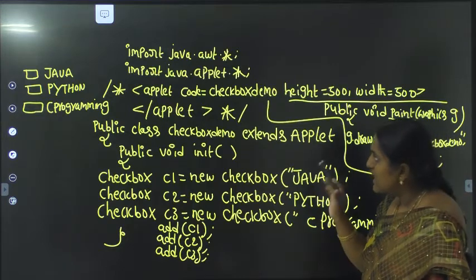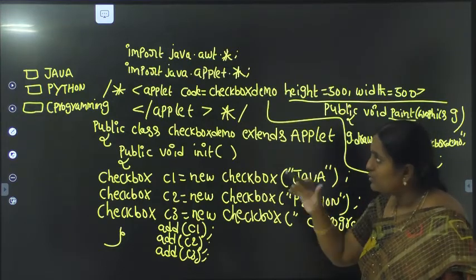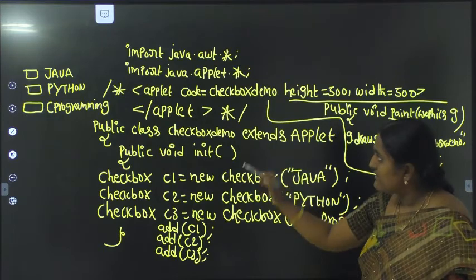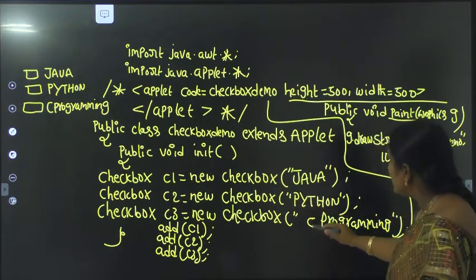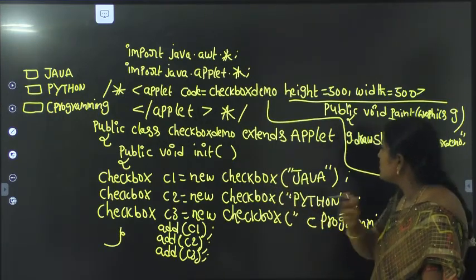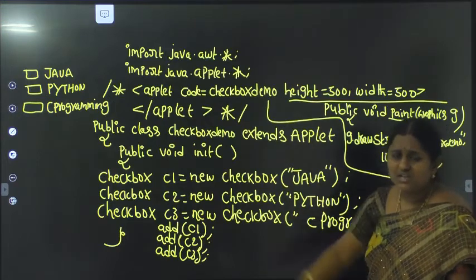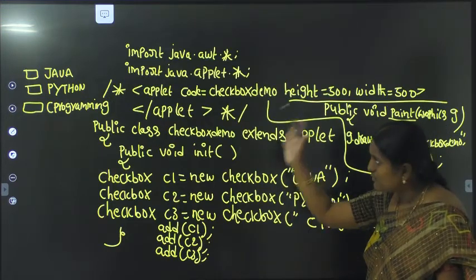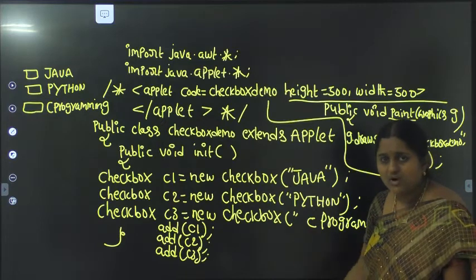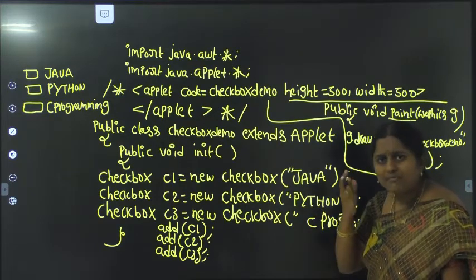So I want to choose the Java and Python checkboxes. By default, every checkbox is false. What is the state of these checkboxes initially? False. It is off. Off means deselected.